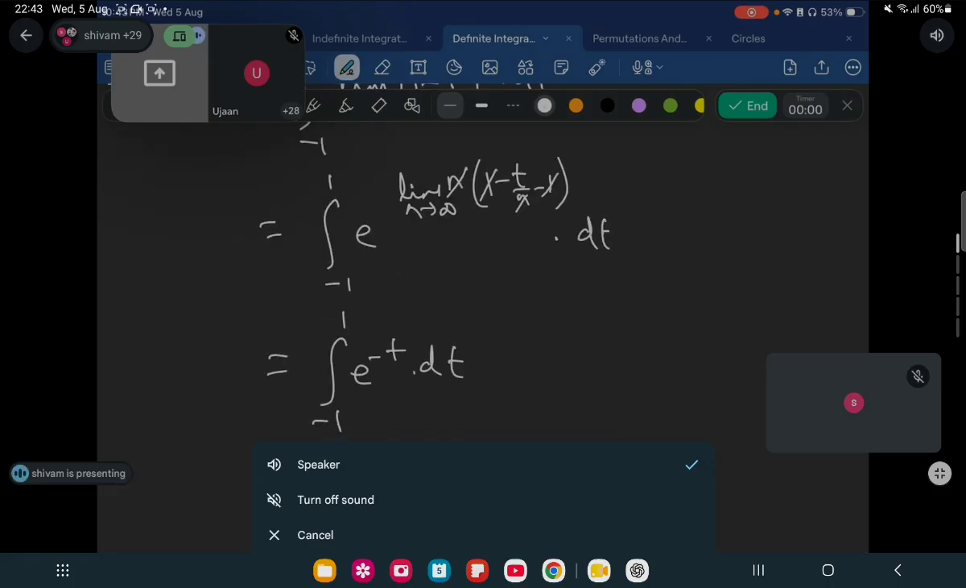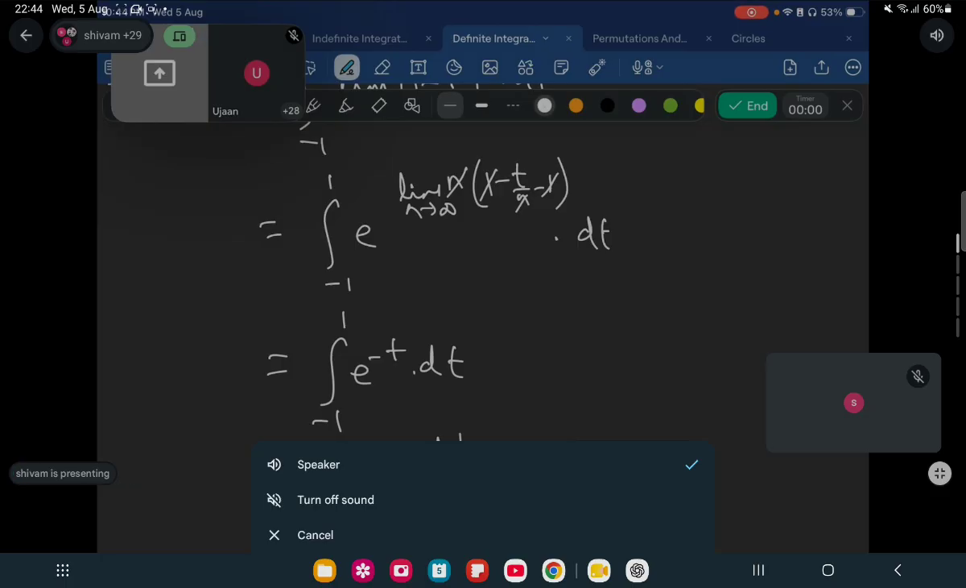The integral of e to the power minus t is minus e to the power minus t. We need to substitute from 1 to -1. So this will give us e minus e to the power minus 1. Anyone having any doubt, you can ask me now.